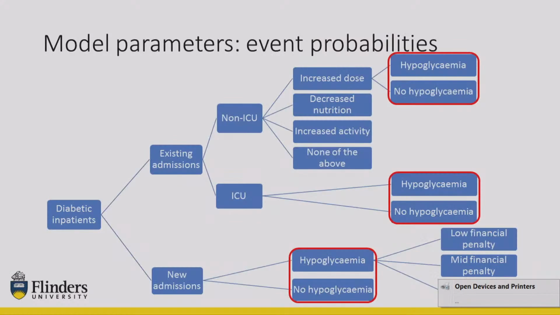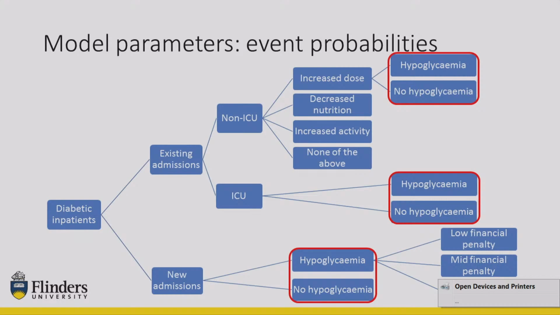The second set of parameters are the event probabilities. So given the population in each of these boxes, and I haven't represented the full model structure, so each of these have got a hyperglycemia, no hyperglycemia branches coming out of them. So what's the probability of experiencing a hyperglycemia given you're in each of these boxes?